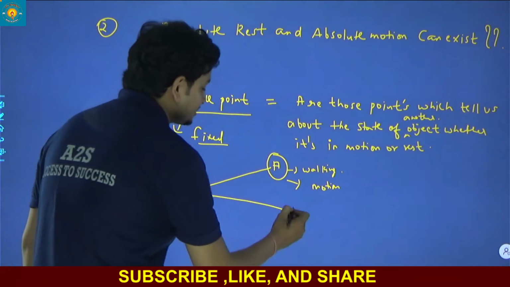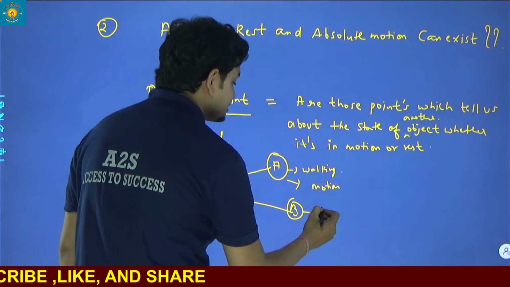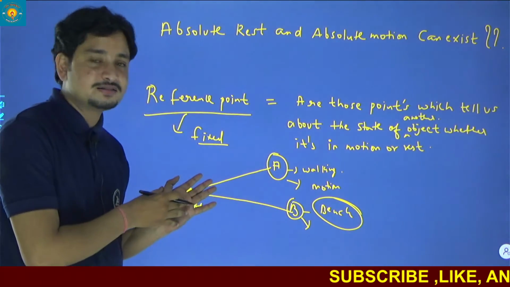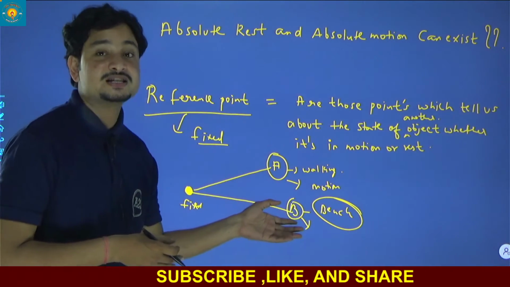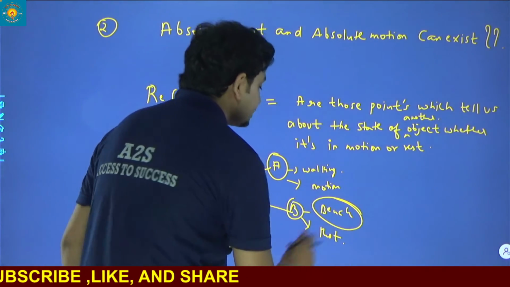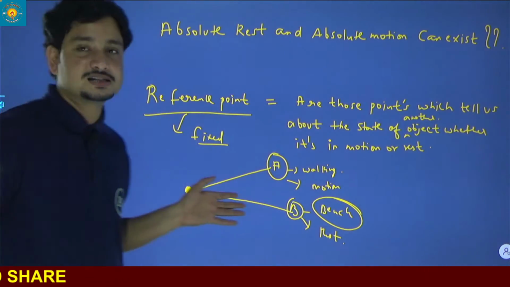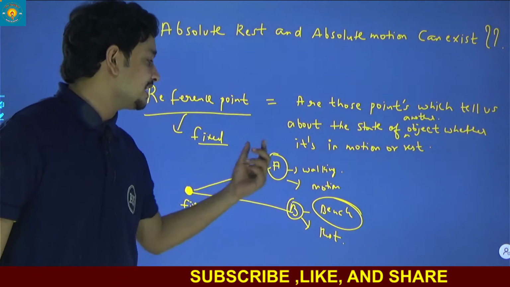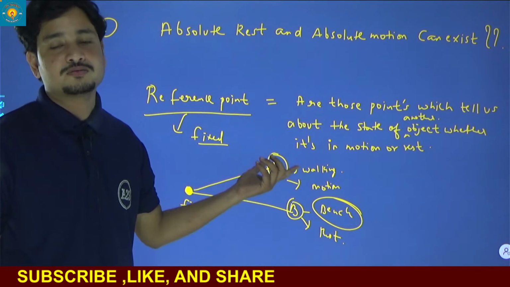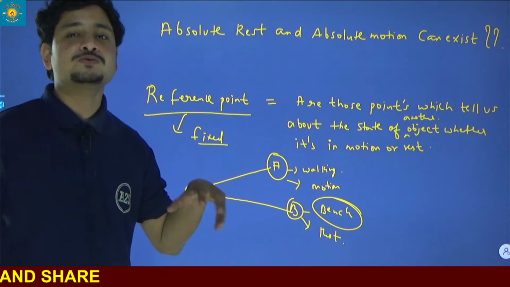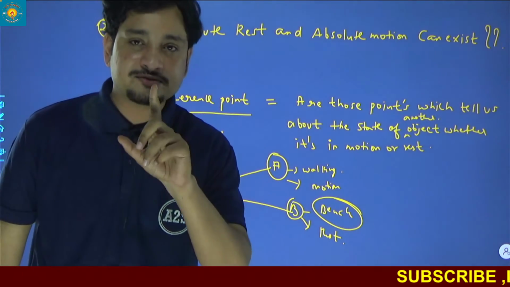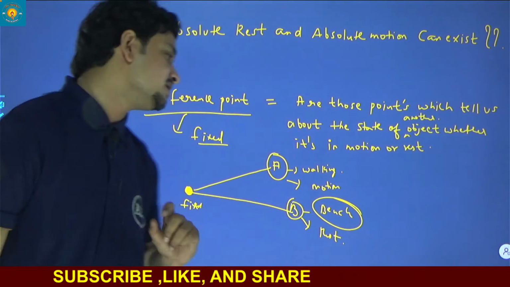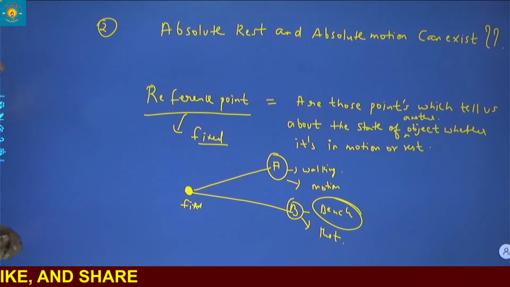Clear? Suppose a second person is sitting on the bench. From the reference point, I see this second person is in the state of rest. Clear? So what does the reference point tell us? Whatever the state of another object, whether it is in motion or rest, we are able to find that with only one fixed point, and that fixed point is called, in physics, the reference point. Clear, guys?